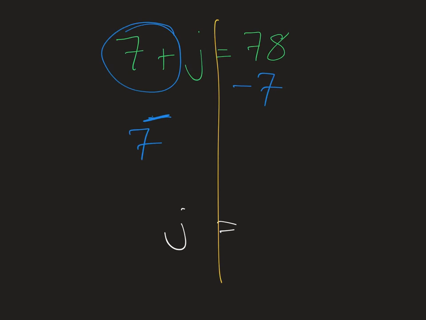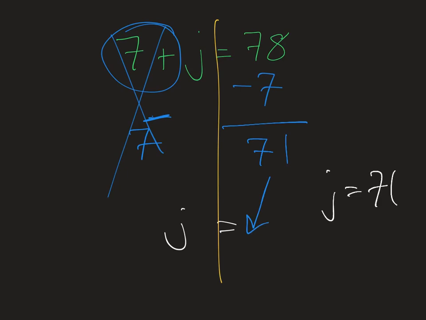Golden rule says do the same thing, subtract 7 on the other side of the equal sign to stay balanced. So now I know I have j, whatever j is equal to, and I'm adding 7 to j over here, but now I'm subtracting 7 because I want to cancel out all of this stuff to get myself isolated. In order to remain balanced, though, I have to subtract 7 away from 78, and now I can just solve that. 78 minus 7 is 71. J must equal 71.